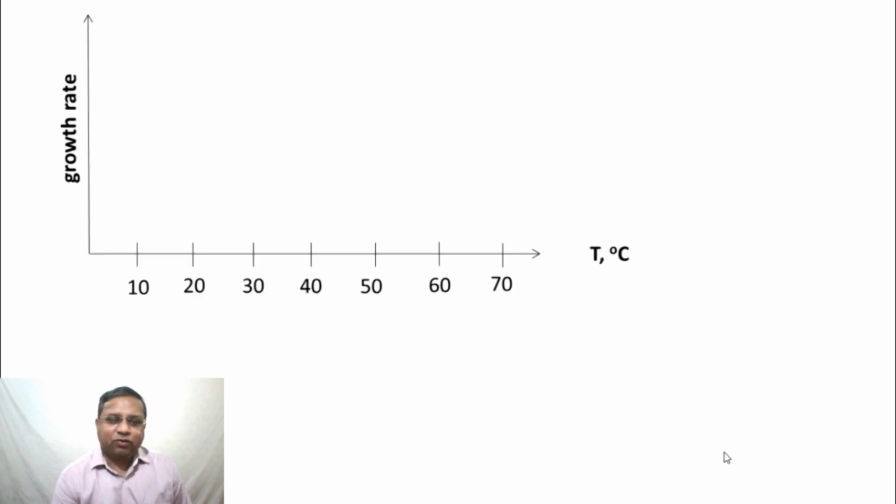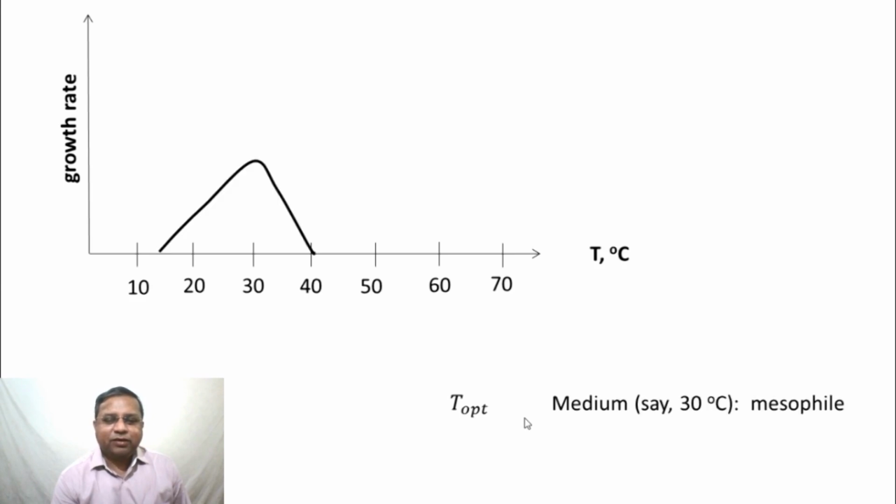Okay, let us look at the variation in growth rate with temperature again. The T optimum, the temperature at which the growth rate is maximum, can be medium, let us say around 30 degrees C, which means the variation of growth rate with temperature will be something like this. Let's say it starts at around 15 or something like that, then goes up to reach an optimum of 30 and then falls down, and the growth is not possible, let us say, after about 40.